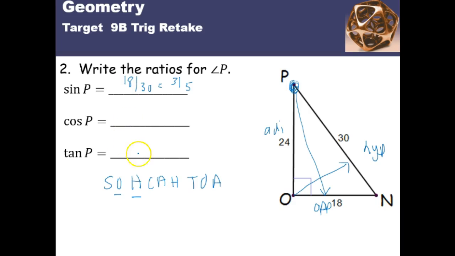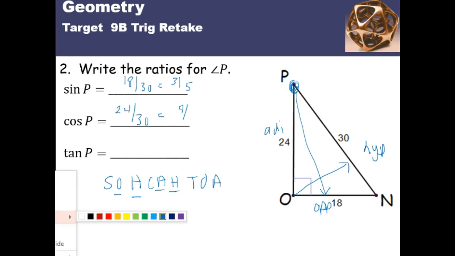Now cosine is adjacent over hypotenuse, so that would be 24 over 30, and that needs to be reduced. 6 goes into 24 4 times, and 30 divided by 6 is 5. So 4/5. And then finally, tangent is opposite over adjacent.